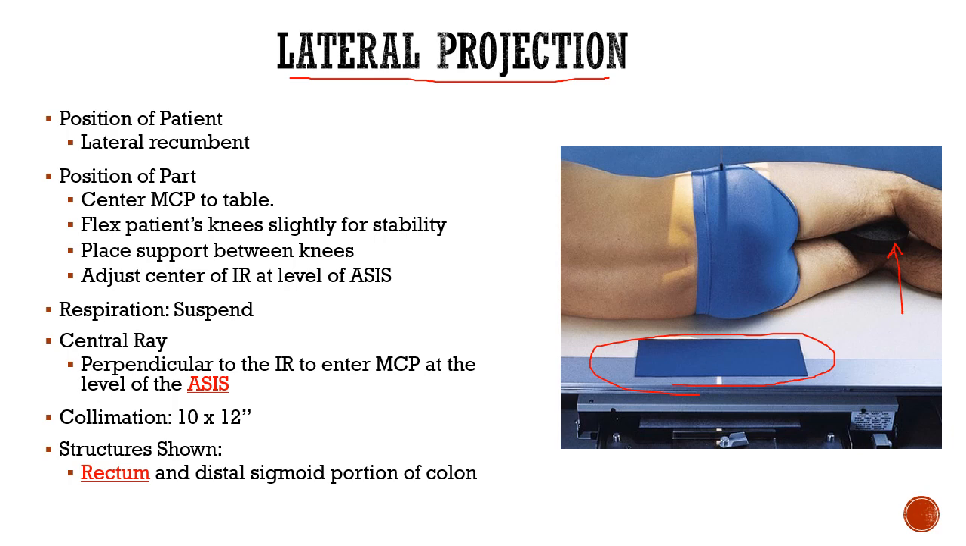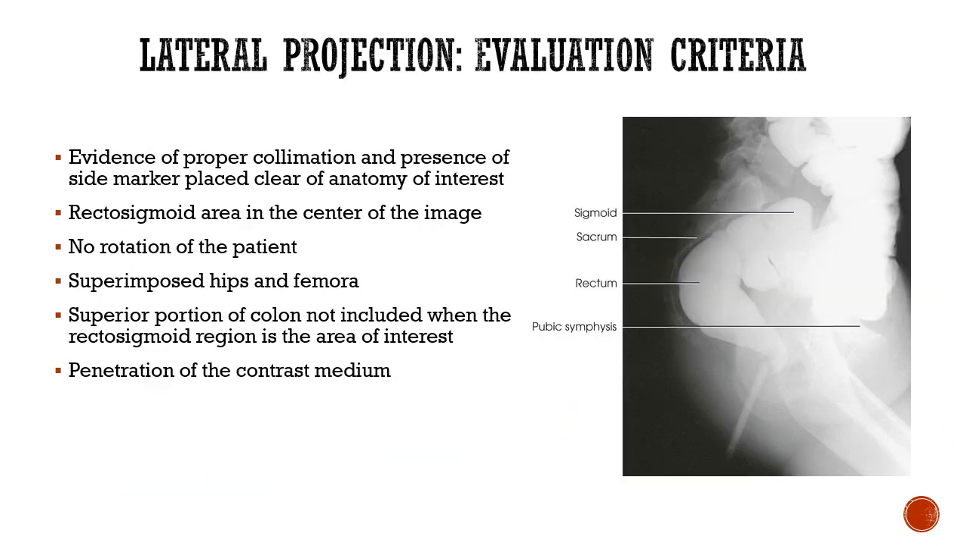So the collimation is a 10 by 12, and we're going to see the rectum and the distal sigmoid portion of the colon. So like I mentioned, it's called a lateral rectum image, and that's what we're seeing, the rectum. And that's all we see. We don't want to see anything else. This is just a 10 by 12 image. We're looking at the rectosigmoid area, which is the important thing, in the center of the image. So here's the rectum, and here's the sigmoid. The superimposed hips and femora are not included, and you can see this is the enema tip if you're wondering what that is.